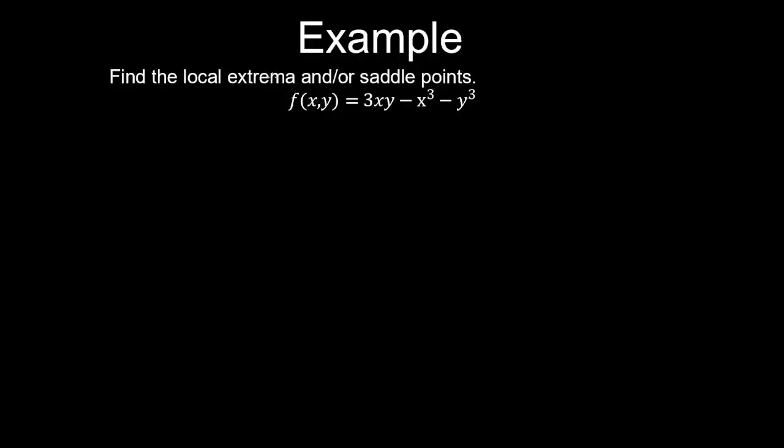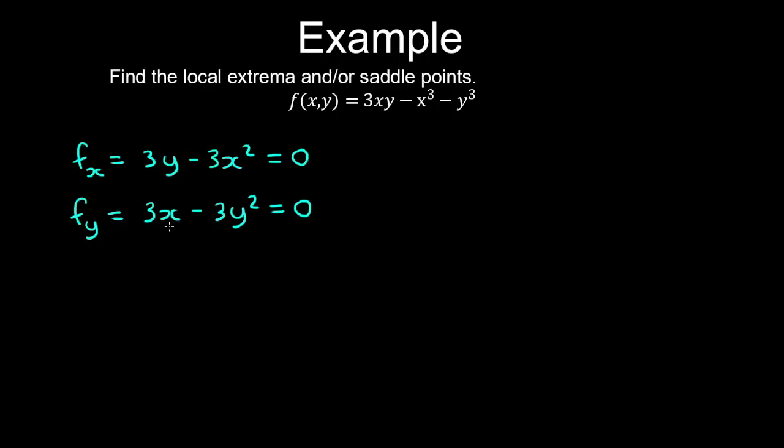Let's find the local extrema and/or saddle points for the given function. So given the function's unbounded, we find the critical points by taking the partial with respect to x. So that gives 3y minus 3x squared. And the partial with respect to y gives 3x minus 3y squared. And we set these partial derivatives to 0.